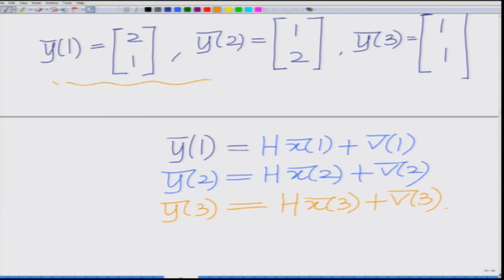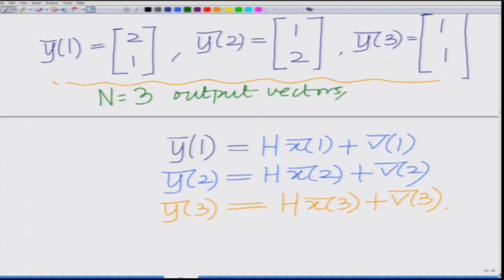And let me remind you, this y bar 1, y bar 2, y bar 3, these are the n equal to 3 output vectors corresponding to the input pilot vectors, that is the observed vectors. So, the output pilot vectors y bar 1, y bar 2, y bar 3 correspond respectively to the transmitted pilot vectors x bar 1, x bar 2, x bar 3.